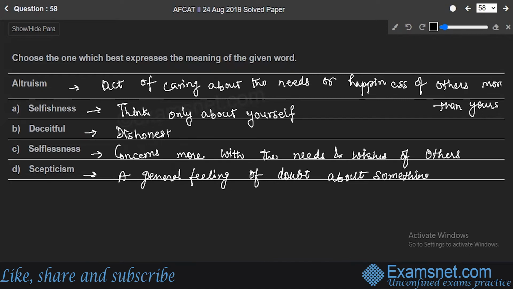So, clearly, the correct answer to the given question is selflessness. Altruism and selflessness are the same words. Option C is the correct answer to this question. Hope this is clear. Let's move to the next question.